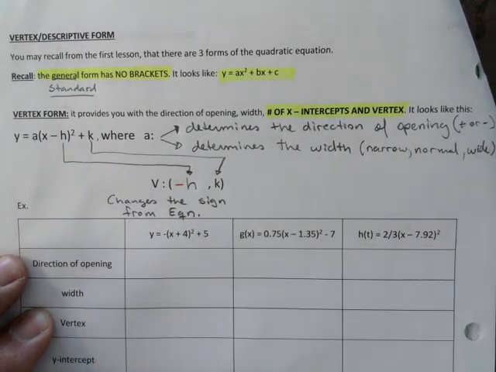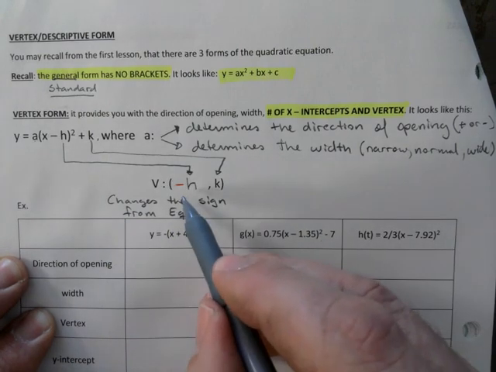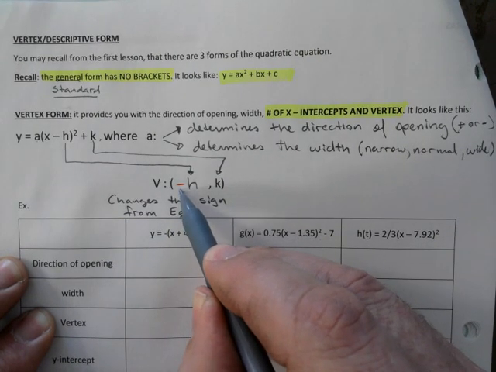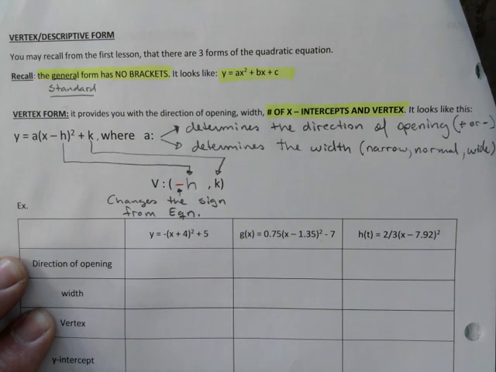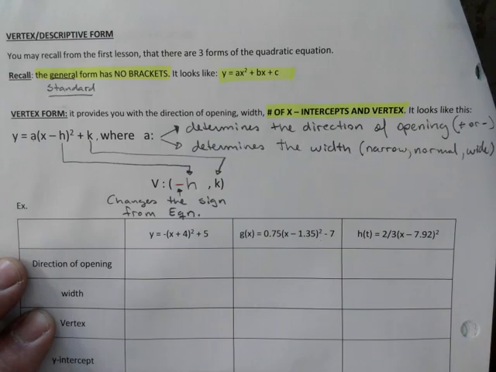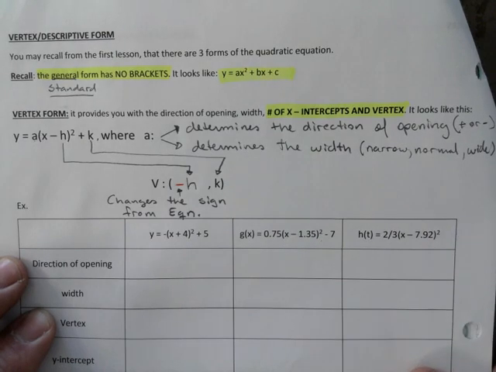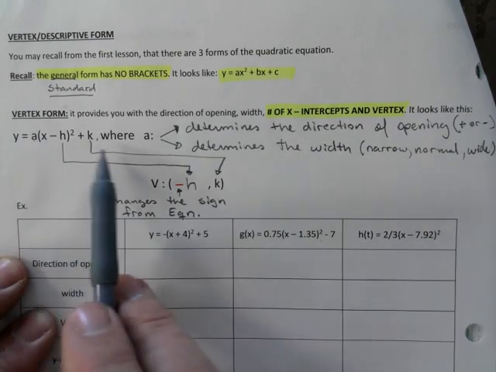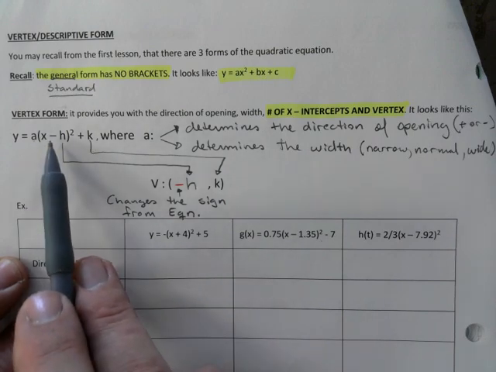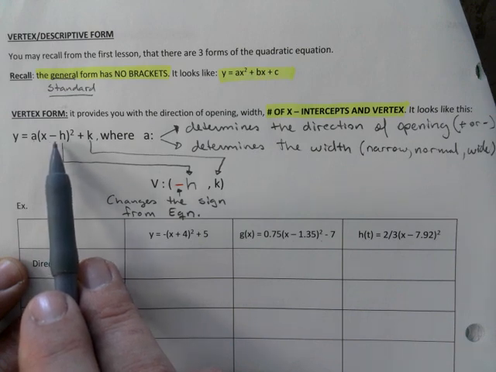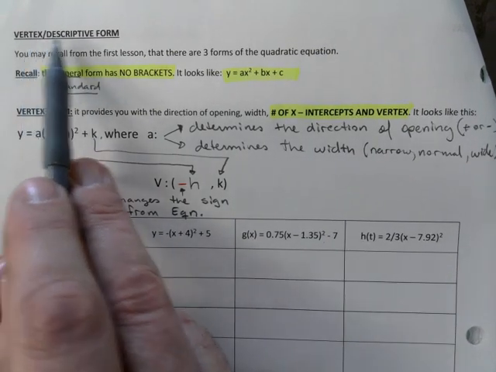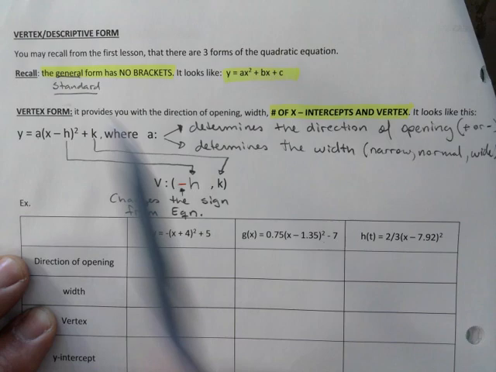And I'm just going to write the equation like that. Okay, but that negative changes the sign from the equation. That's what you have to remember. So you identify this is vertex form because there's one set of brackets, not two. It's not the standard one, it's the other one. The vertex form, which sometimes is referred to as the descriptive form. Both are correct.